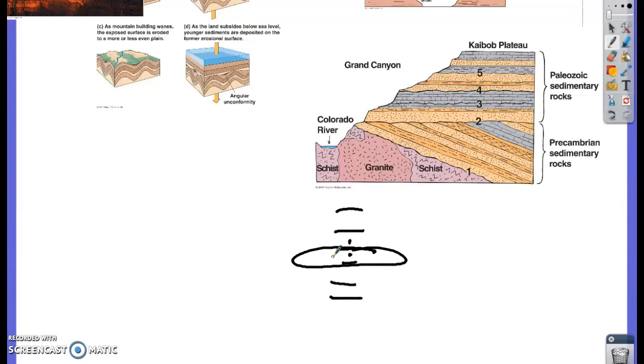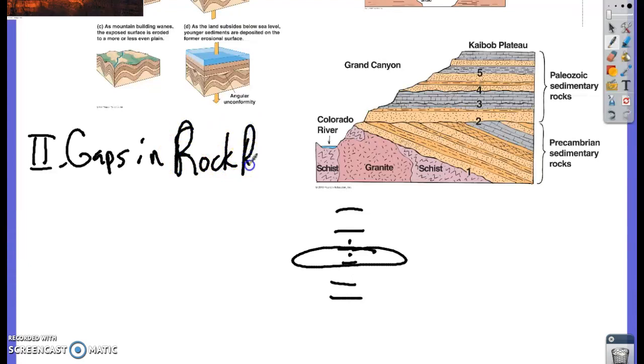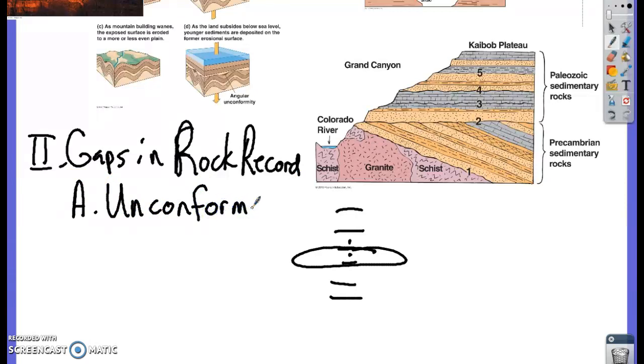Okay? And these are gaps in the fossil record and the rock record, I should say, actually. There may or may not be fossils in all these rocks. Okay, gaps in the rock record, how do we account for that? What are they called? Well, first of all, they're called unconformities. Okay, they don't conform to what actually happened. There's something that's not right here. So it's called an unconformity.